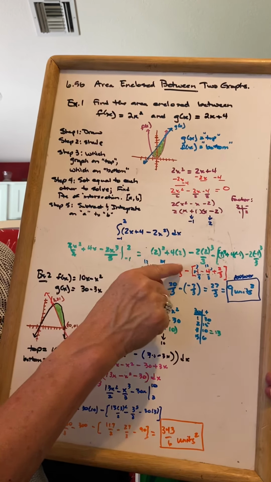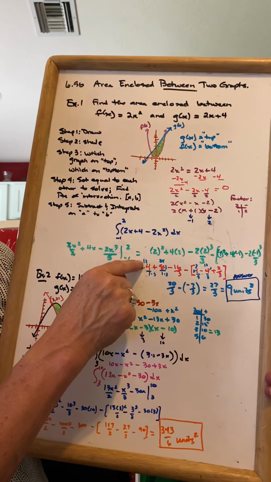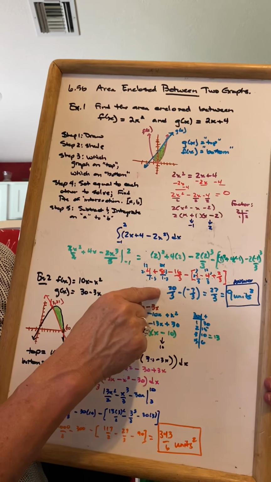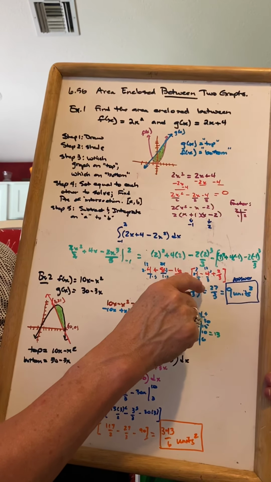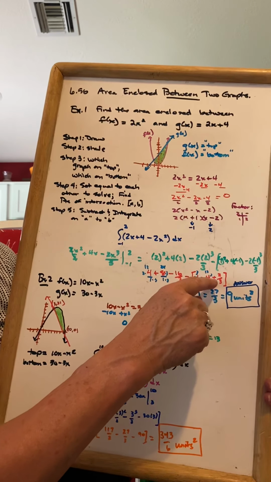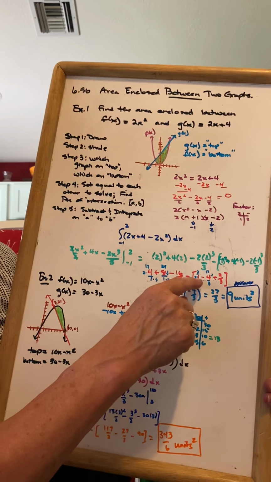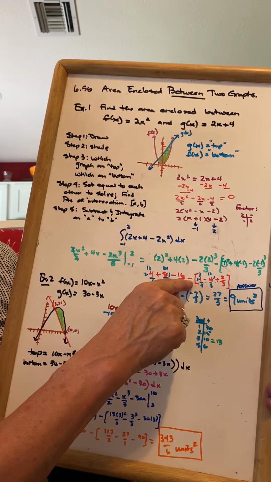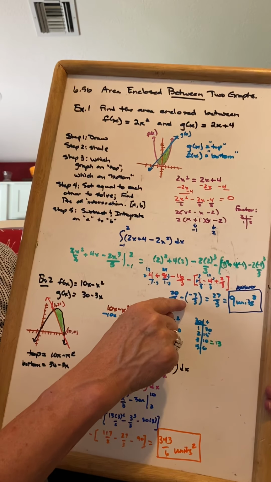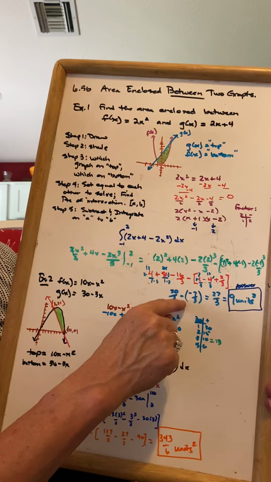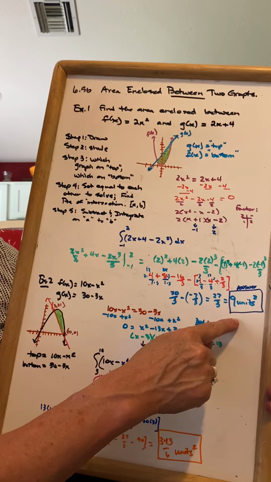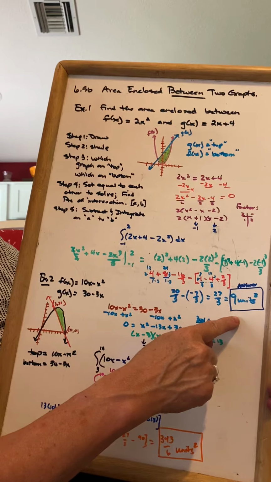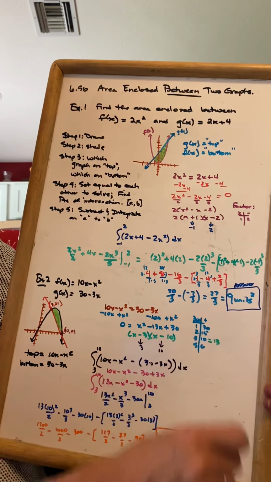Outside, if I do all the thirds in the outside, I got 12 plus 24 minus 16, or 20 thirds. On the inside, I have 3 minus 12 plus 2, and I got negative 7. But that negative is with a negative, and the negative of a negative makes that positive. So 20 thirds plus 7 thirds made 27 thirds, or 9 units squared. The area between the two curves. All right?